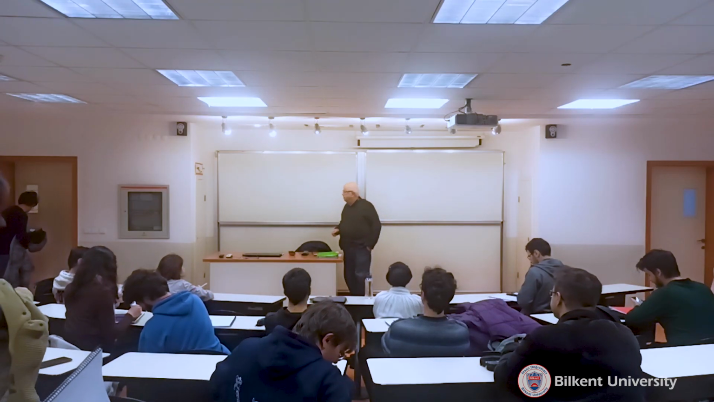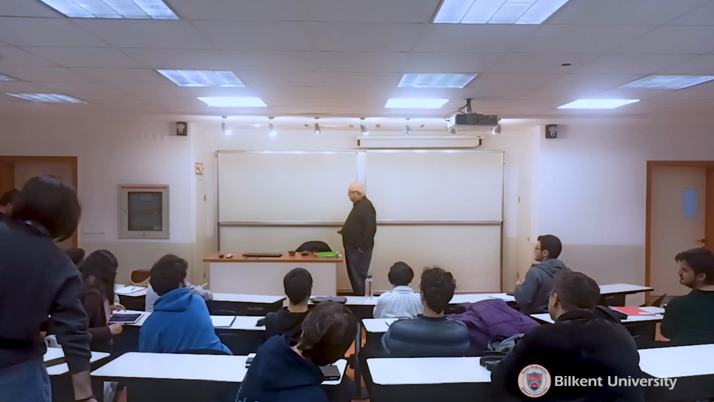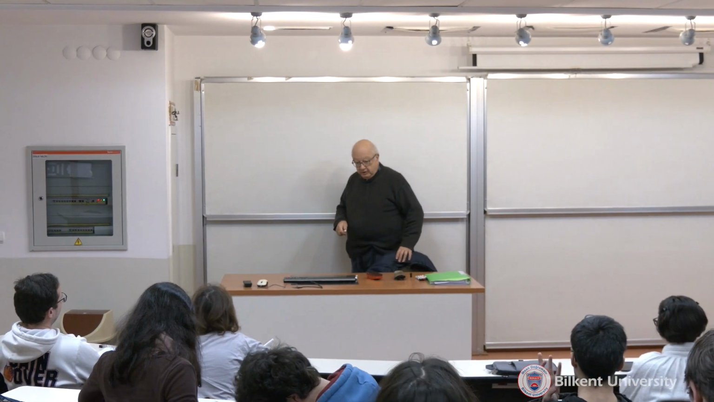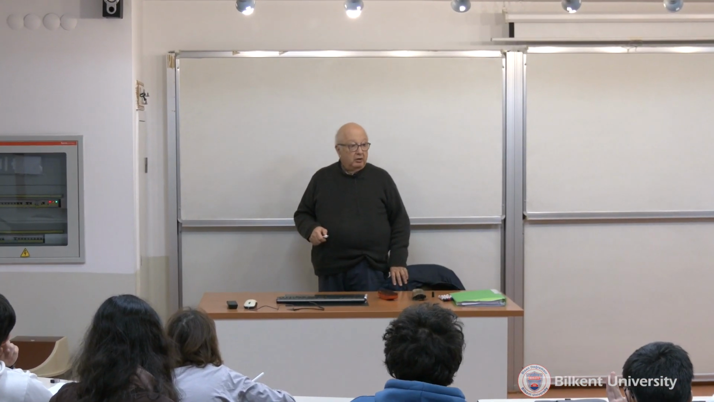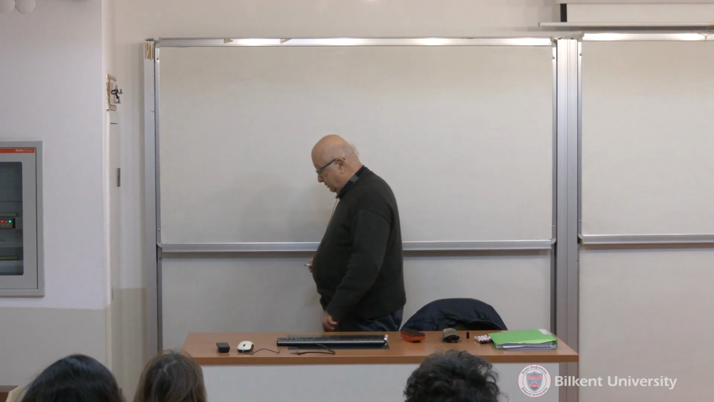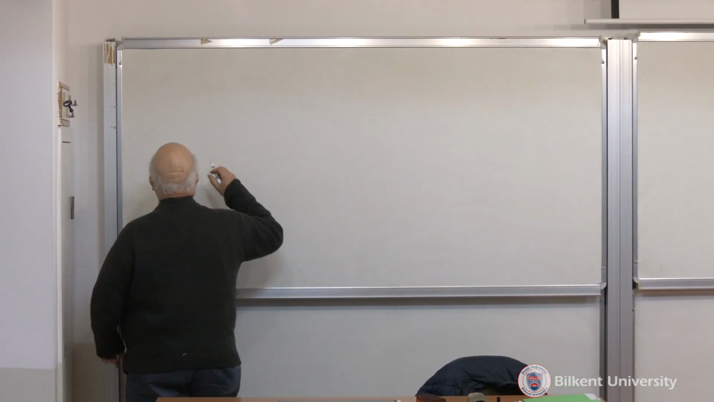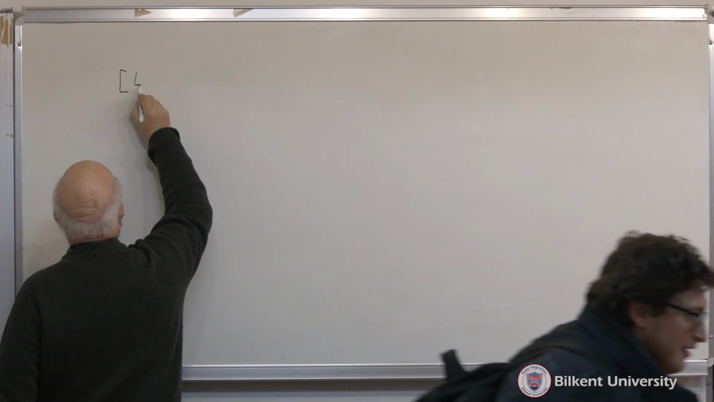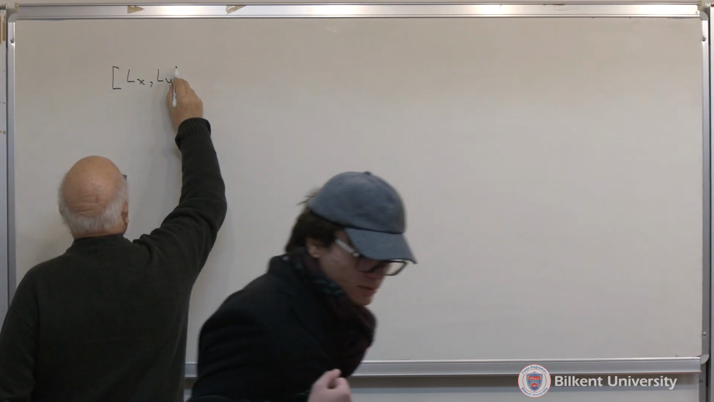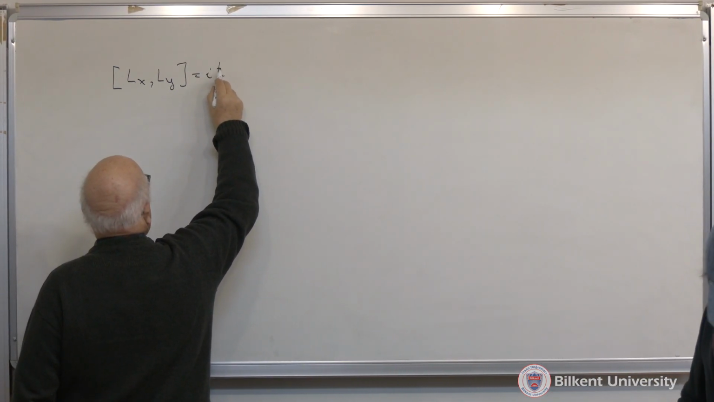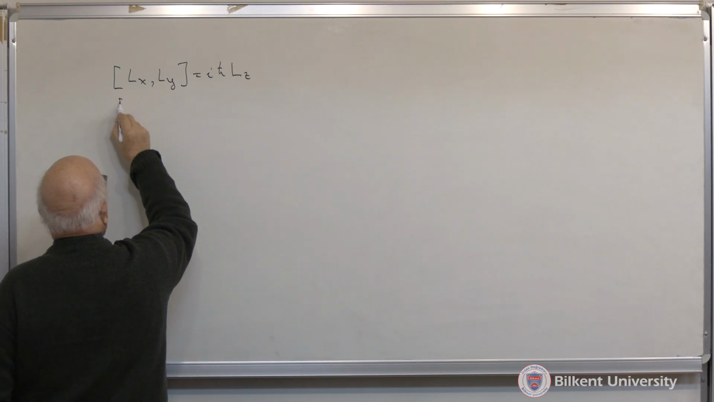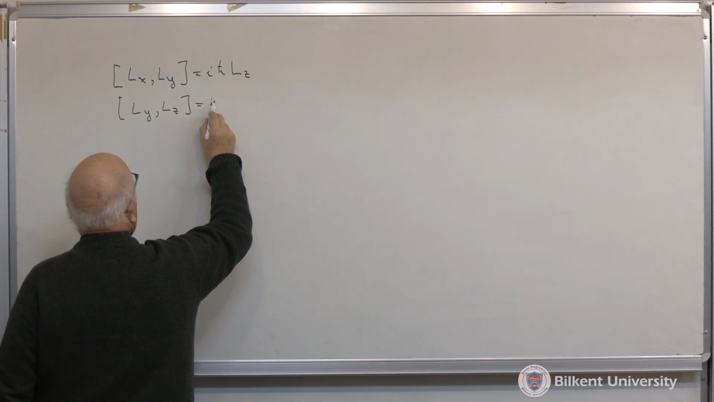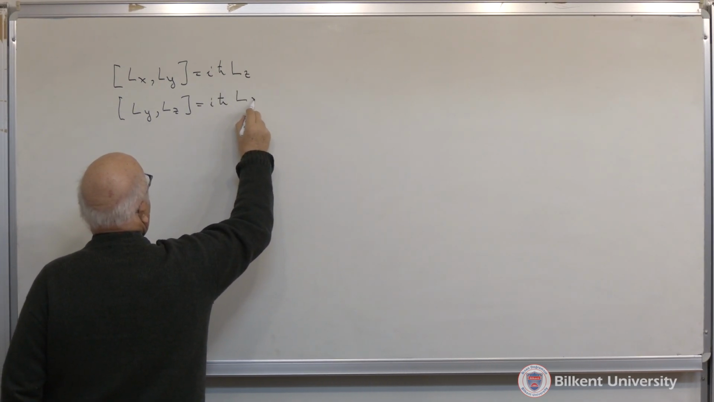Last time we started a description of angular momentum. We established certain relations. Let me just summarize the basic stuff that we derived last time. Remember that we have these commutation relations. They just go cyclically.